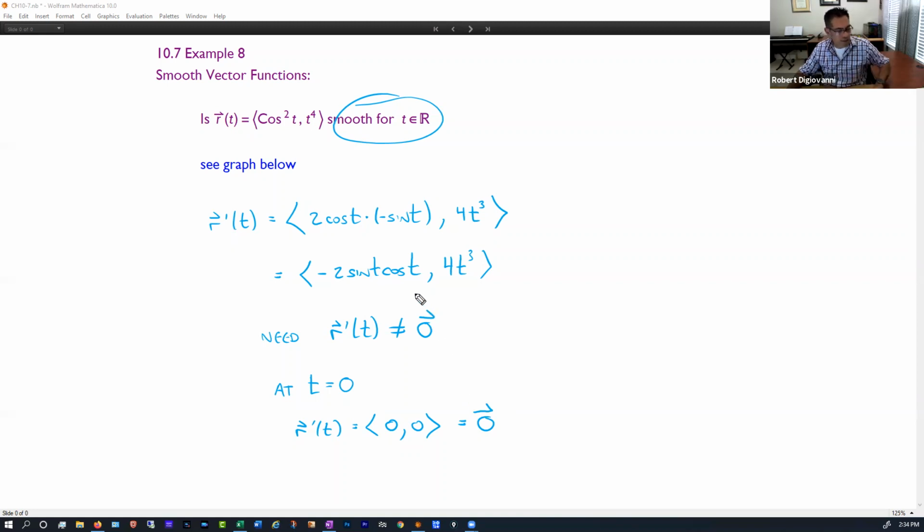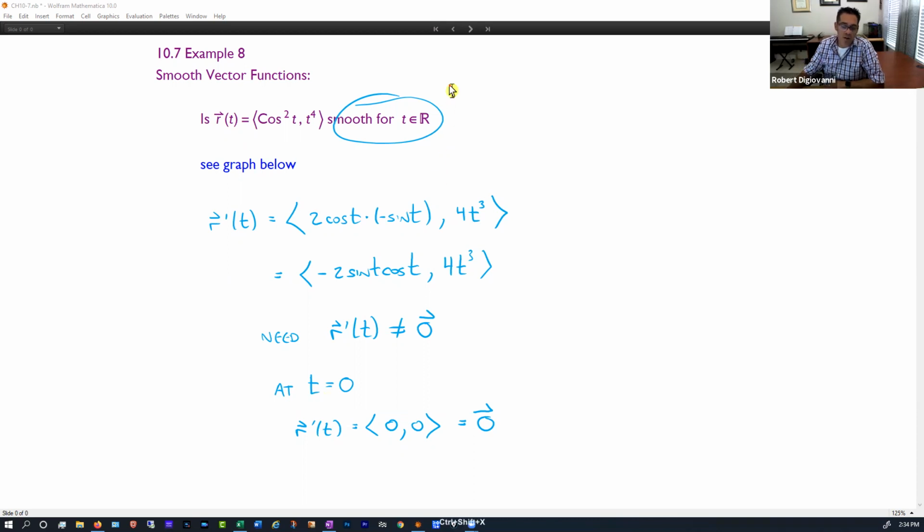Is that the only place that we would get the 0 vector? Pi would also give it to you, right? At pi, pi would make this 0, but would it make this 0? No, it would just make one of them 0. So to be the 0 vector, we need them both to be 0, right? So the only way we're ever getting the 0 vector out is if this one is 0, and that only happens when t is 0. So it looks like it's smooth everywhere except at 0. Do you all understand that?